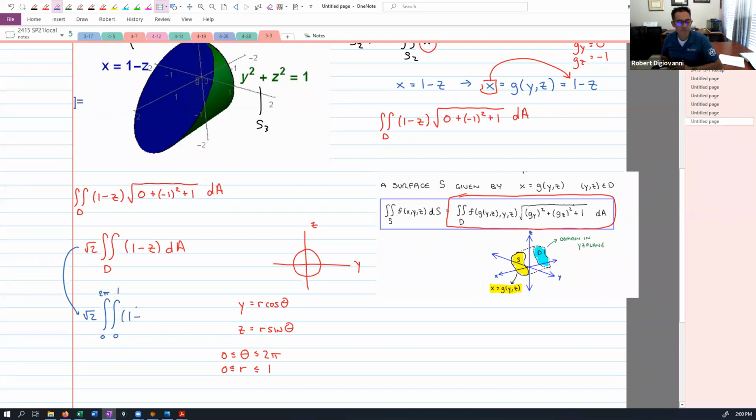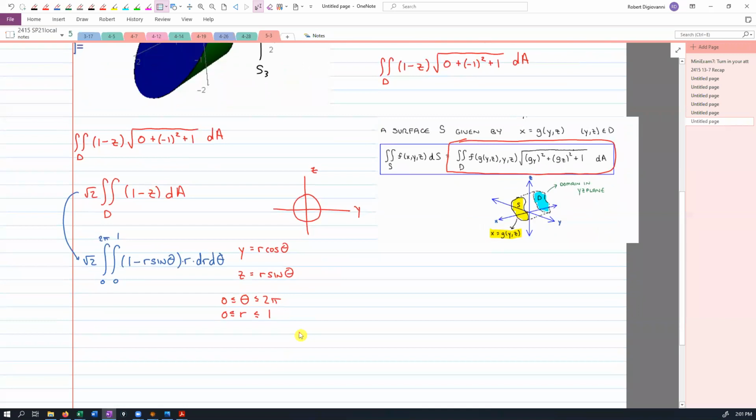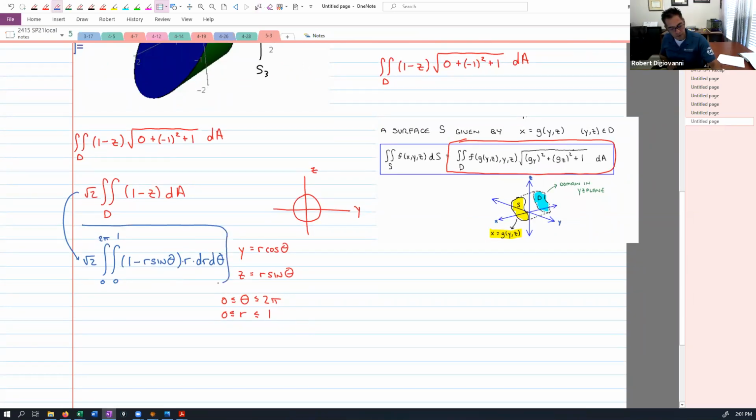1 minus what? r sine theta. Z, right? But z is r sine theta. So r sine theta, and then dr d theta. I left a space there for you again. Polar, right? You went to polar. Got to have an r in there. And that's it. This is the integral. That should all be doable now at this point.